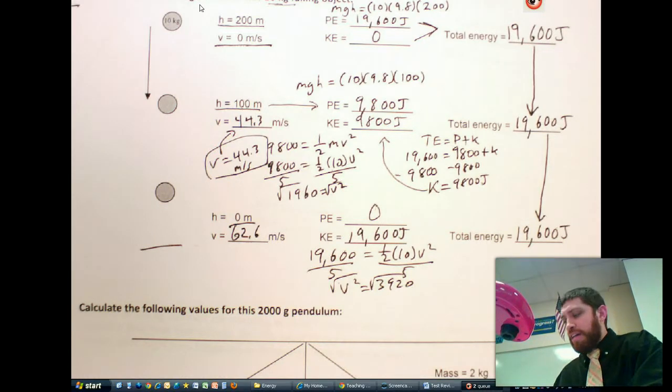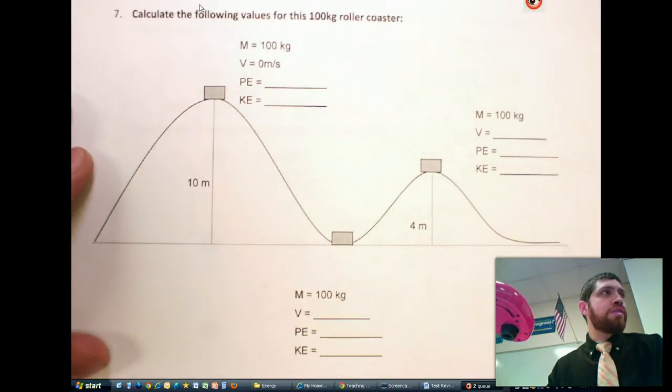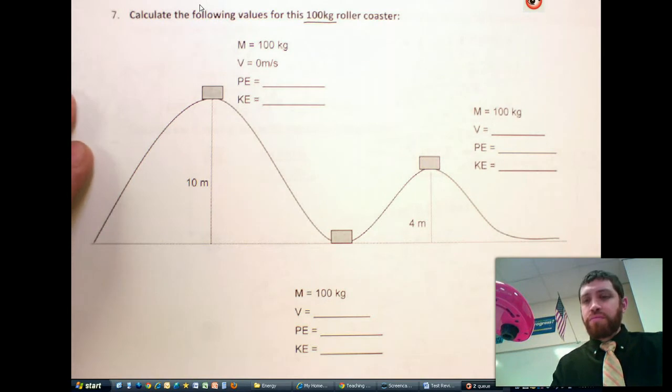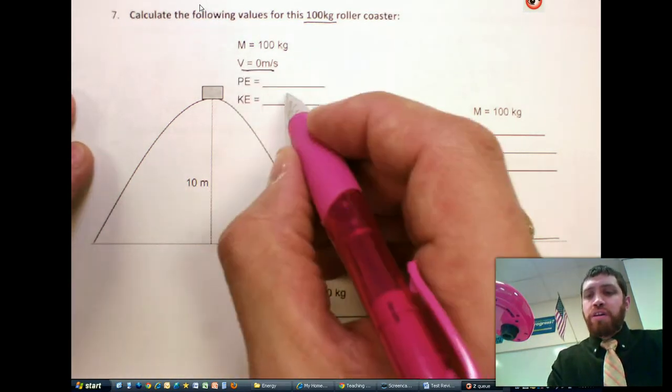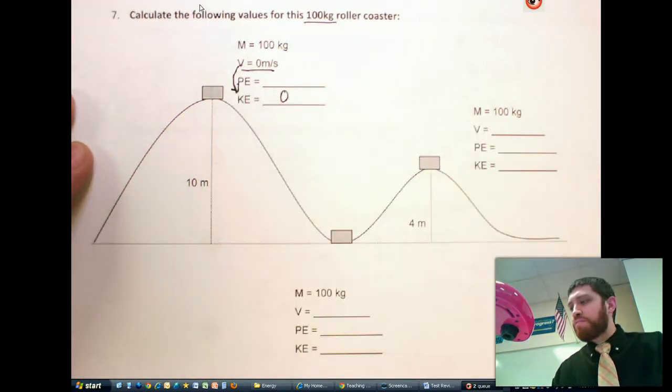Let's go to the back. Turn to number 7, and we'll work through number 7 very quickly. I'll work through number 7 with you. We have a 100 kilogram roller coaster. At the very top, velocity is 0 right here, so we know since velocity is 0, kinetic energy has to be 0.